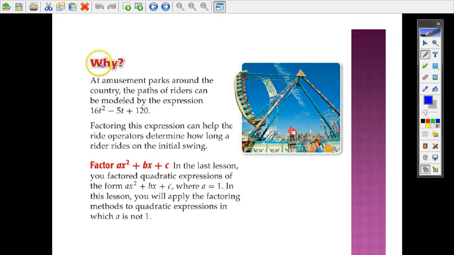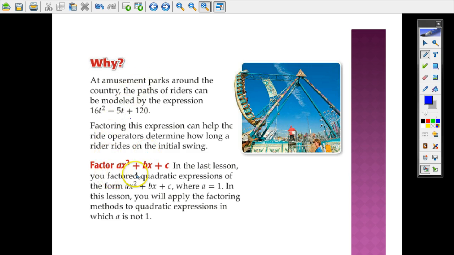So when would we be using these kind of equations? Here's an example of when we would. At amusement parks around the country, the path of riders can be modeled by the expression 16t squared minus 15t minus 5t plus 120. Factoring this expression can help the ride operators determine how long a rider rides on the initial swing. Okay, so if we solve this equation and factor it, we can find out how long a rider rides on the initial swing.